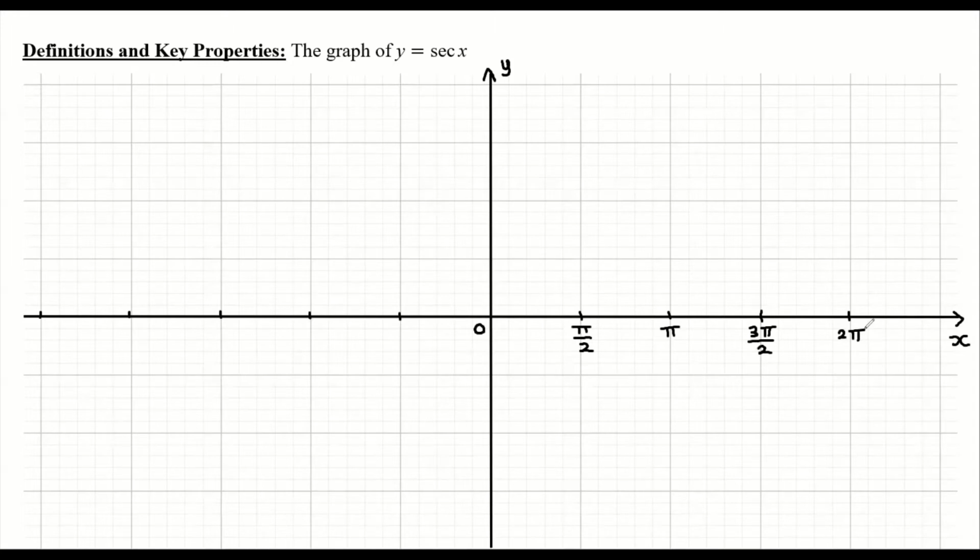And in the negative direction, we'll have negative pi over 2, negative pi, negative 3 pi over 2, and negative 2 pi. Okay, we'll leave it like that. So we'll sketch the graph between negative 2 pi and 2 pi. So let's just specify that on here. So we'll have a domain from negative 2 pi up to 2 pi.